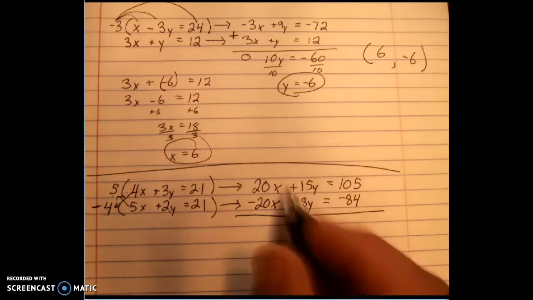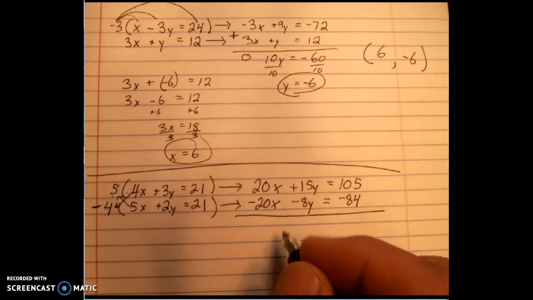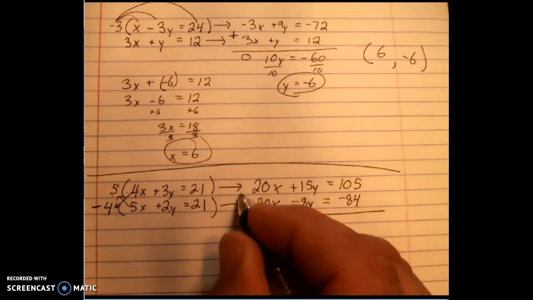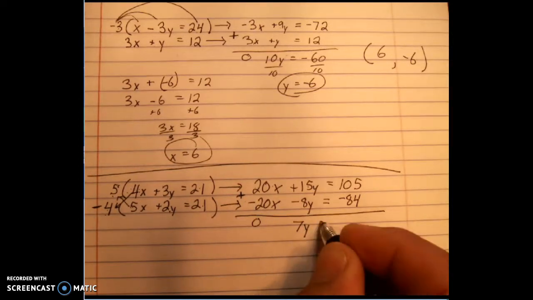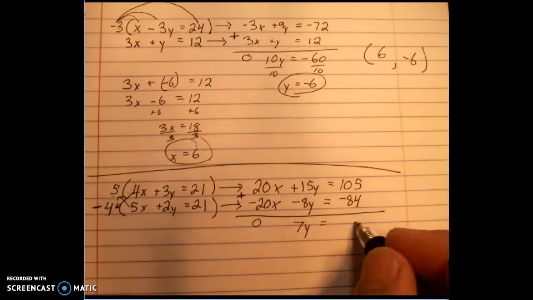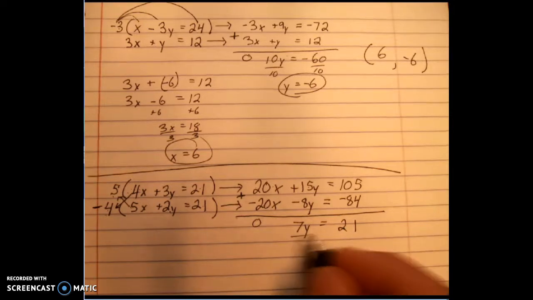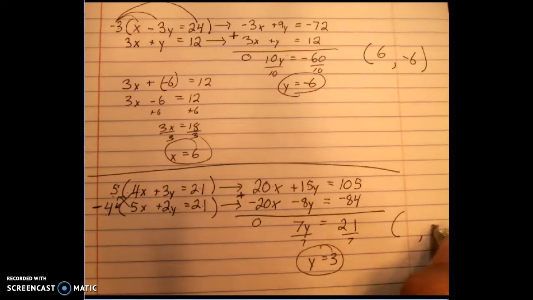Hopefully you've finished this one out. The 20x plus the negative 20x is 0. I'm adding. 15 plus negative 8 is 7y's. 105 plus negative 84 is positive 21. Divide by 7, y equals 3. There's half of my answer.